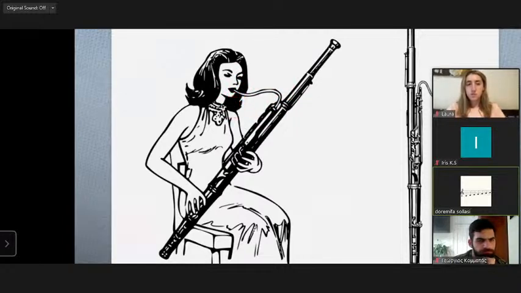The player has the double reed. When the bassoon player plays, if they want to produce, let's suppose, the lowest sound of the bassoon, the player blows air, so the path that the air makes goes through the crook, goes all the way down, then changes direction, goes up, and exits here. That is all the path that the air has to take when you play the lowest note. It starts here, goes all the way down, then all the way up, and it exits here.